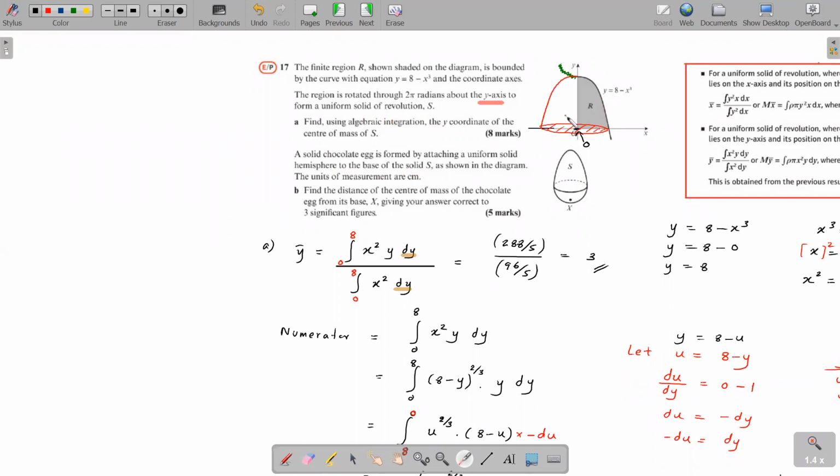Uniform solid of revolution is what S is, what we had over here in part A. Now they are saying they are attaching a hemisphere to this one, what we had in part A. They are attaching a hemisphere to that particular object and they are asking you to find the distance of the center of mass of the chocolate egg from its base X, giving your answer correct to 3 significant figures. So that's 5 marks.